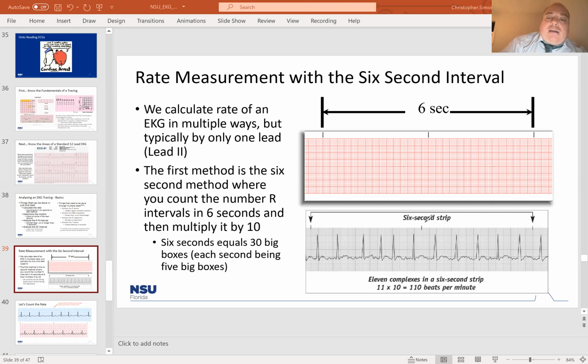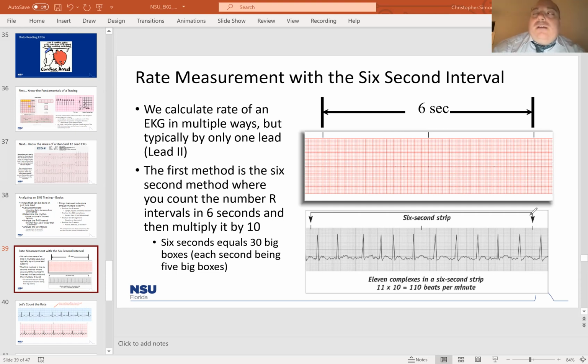So if you look at these hash marks here, right here on the screen, each one of those is going to basically represent a 3-second interval. Okay, so from this one to this one to this one as these hash marks go, that's going to be 3 seconds. So how do you know it's a 6-second strip? If you have those hash marks, it makes it easy.